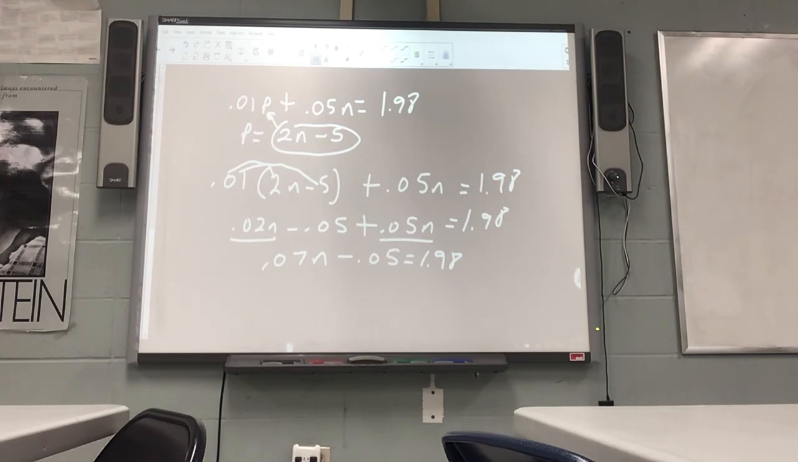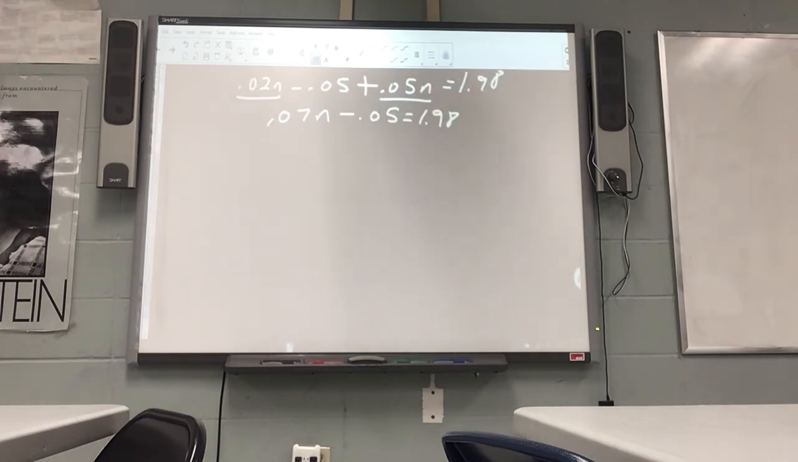Now what would we do? Add that 0.05. So 0.07N is equal to 2.03. And then the last step. I divided 2.03 by 0.07 and I got 29. That's correct. That means he has 29 nickels.